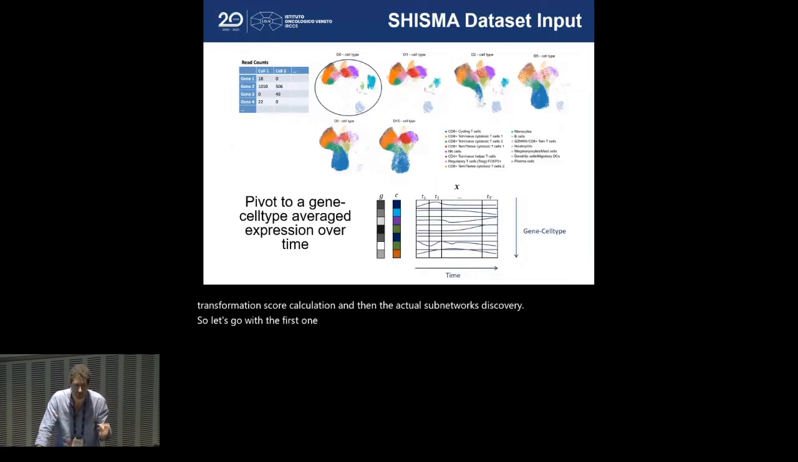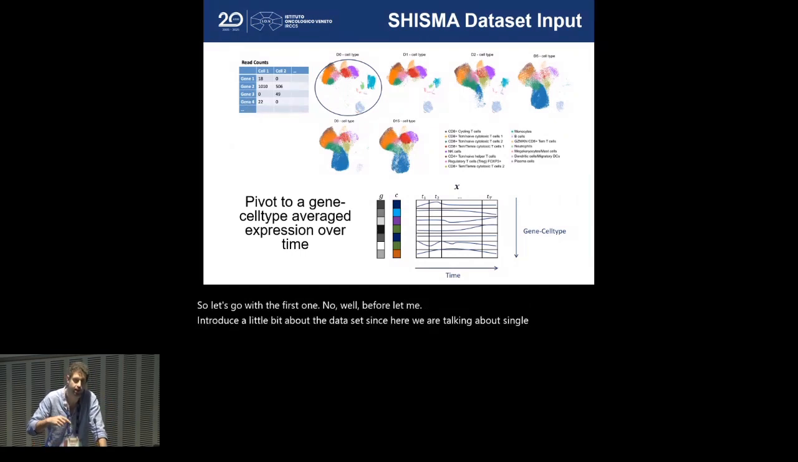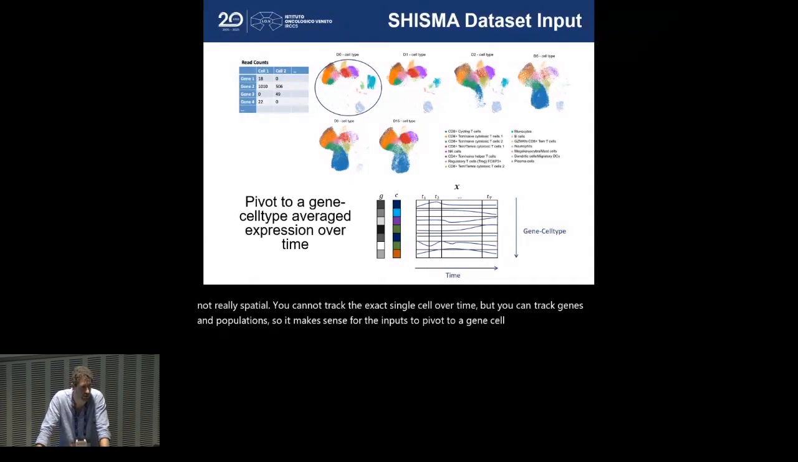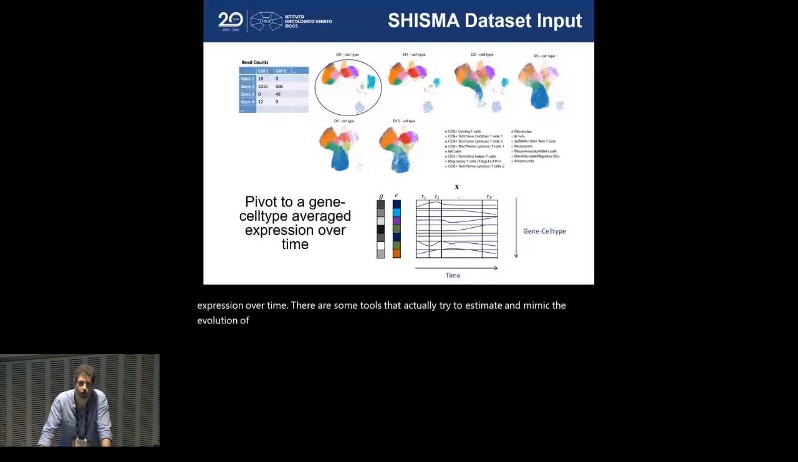Before that, let me introduce a little bit about the data set. Since here we are talking about single-cell data and not really spatial, you cannot track the exact single cell over time, but you can track genes and populations. So it makes sense for the inputs to pivot to a gene, cell type, average expression over time. There are some tools that actually try to estimate and mimic the evolution of the single cell, but we're not going to talk about them today.